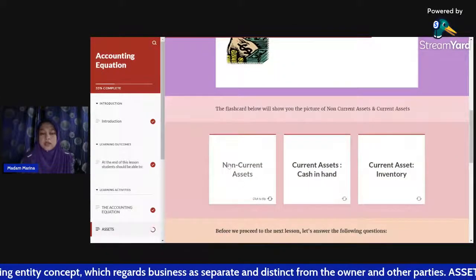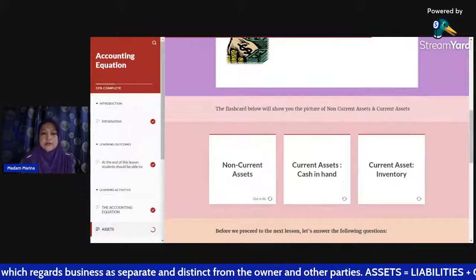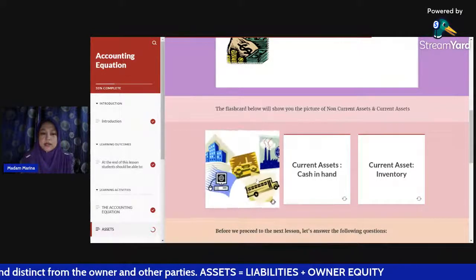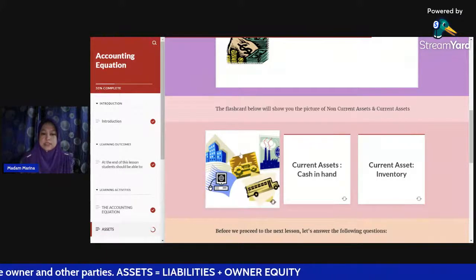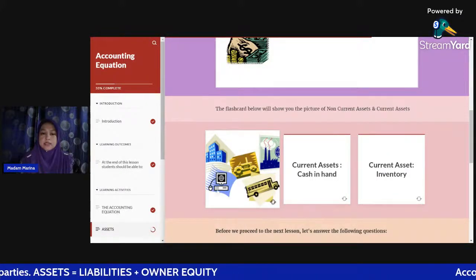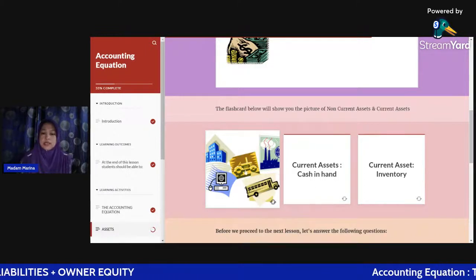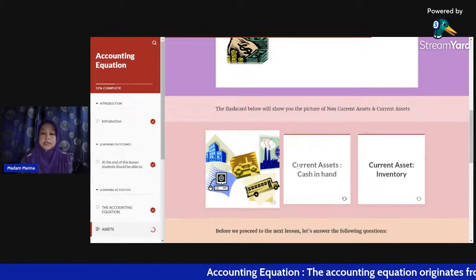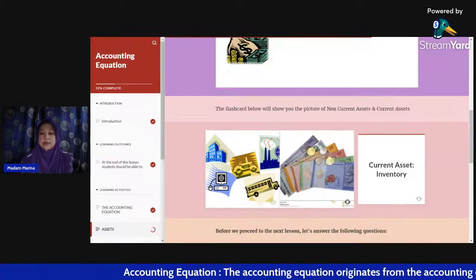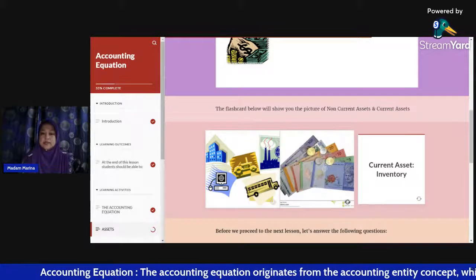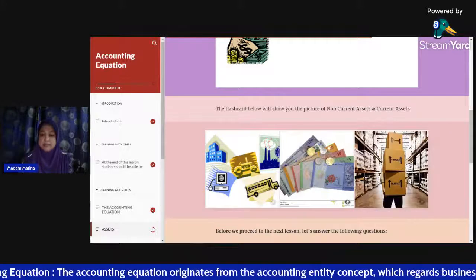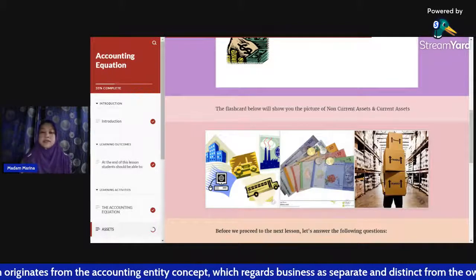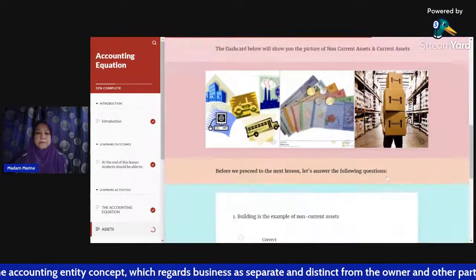Okay, the flashcard below show the pictures of non-current asset and current asset. So non-current assets, this is the pictures of non-current asset. We have buildings, computer, lorry, truck, factory buildings. Current asset, we have cash in hand. Another current asset example is inventory. This is actually stock inside the warehouse.